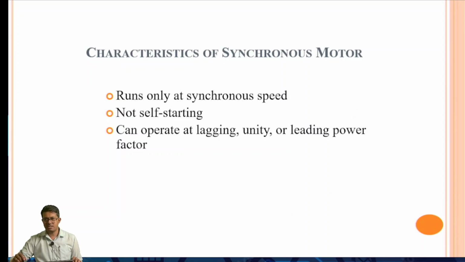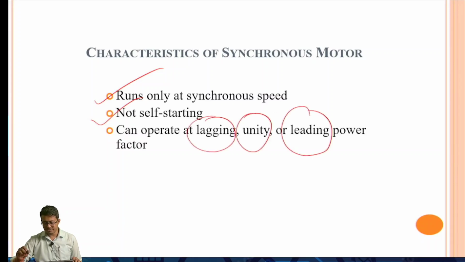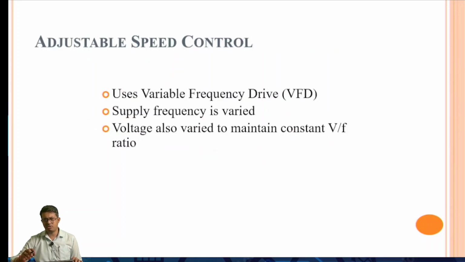Now see the characteristics of the synchronous motor. It runs only at synchronous speed and it is not self-starting. To start the synchronous motor initially, a DC exciter is connected to the rotor, and it can operate at lagging power factor, unity power factor, and leading power factor. So these are the characteristics of the synchronous motor.